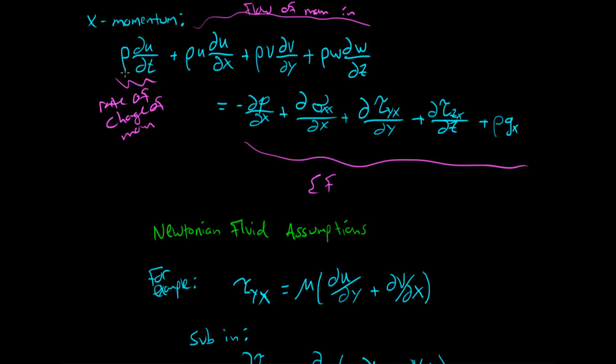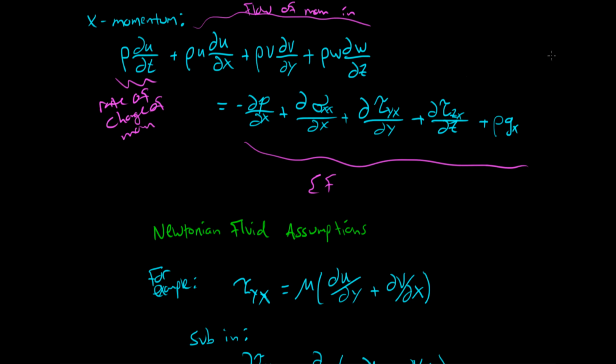We have density times du dt, that's the rate of change of momentum in our system, plus all the convective terms, rho u du dx, rho v. All I've done is distribute this rho that came in. And then on the right hand side we have all the forces. And so you've got forces acting on your box, you've got momentum flowing in and out of the box, and you've got this extra term here for the transient effects.